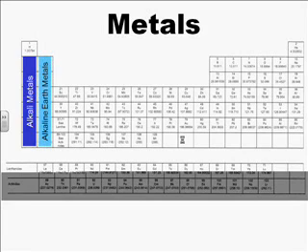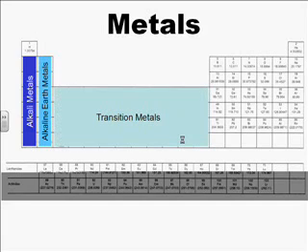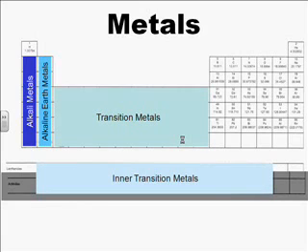The group right next to them are called the alkaline earth metals. The alkaline earth metals are also pretty reactive. They get their name because they're found in a lot of rocks and minerals on Earth. They're not as reactive as the alkali metals, but they're fairly reactive. The group in the middle there are called the transition metals, and the group down the bottom are called the inner transition metals.